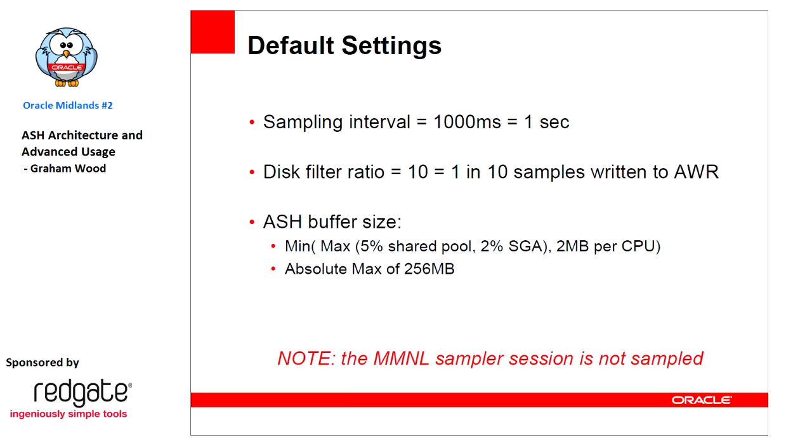Right, default settings. As I said, we sample once per second into memory, and we take 1 in 10 of those 1 second samples and write it to AWR. The way that we calculate the ASH buffer size is there. Right, so there are a couple of other limitations on the ASH buffer size, so it can't be greater than 5% of the shared pool or 2% of the SGA. Those are becoming less relevant now because SGAs are normally pretty big. Right? We're not dealing with 1 and 2 gig SGAs very often these days. The max used to be 64 and it's now 256.